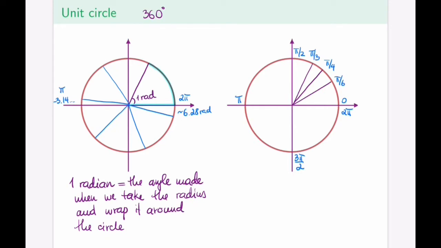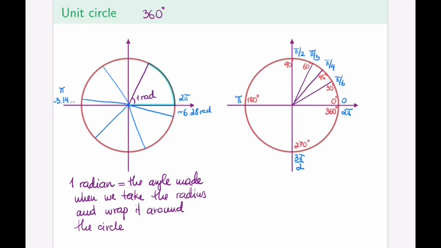Again, I know that everybody is probably more comfortable with degrees, so let's write it down in degrees. 0 degrees, 30 degrees, 45 degrees, 60 degrees, 90 degrees, we have 180 at pi, we have 270 at 3 pi over 2, and then we have 360 all the way around.